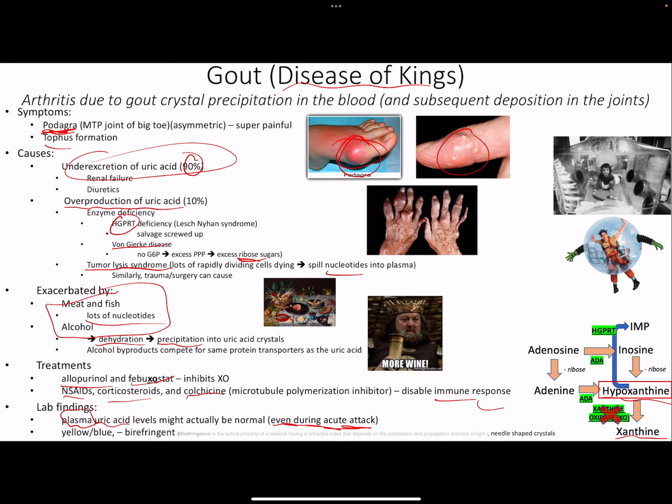They might be normal. So someone comes in, and this could be on your test, they go, but the person's uric acid... It's a trick question, because theoretically the uric acid levels could look normal. For whatever reason there's still too much, and there's still the deposition of the crystals and whatnot.